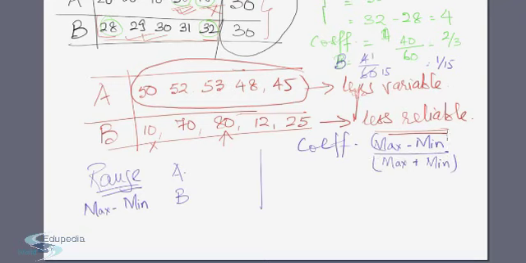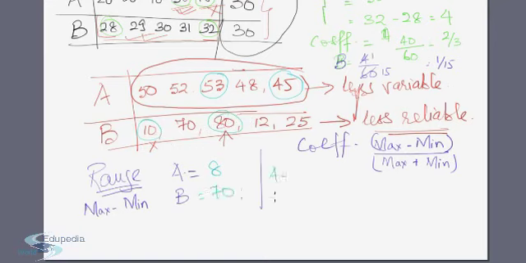Okay, so tell me what will be the value of range in the first case. Yeah, the highest value here happens to be 53 and the lowest is 45. So the difference between them is 8. Exactly, that is my range here. And for B, the lowest is 10, of course, and the highest is 80. So it's 80 minus 10, which is 70.